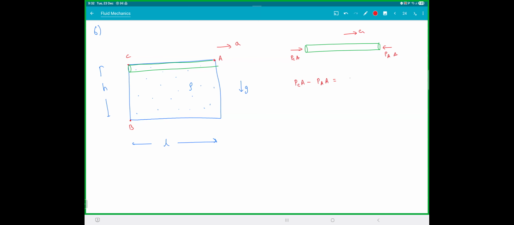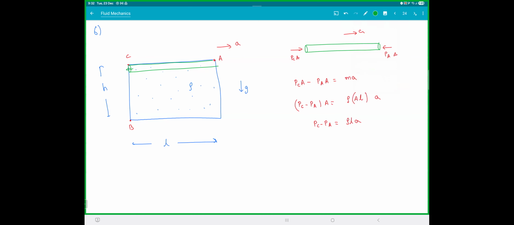Is equal to mass into acceleration. PC minus PA into area. The mass will be rho, area of cross section into length into acceleration. A will cancel. We get PC minus PA is equal to rho L acceleration.